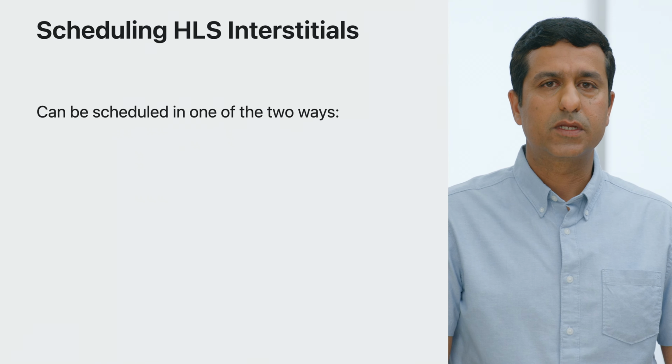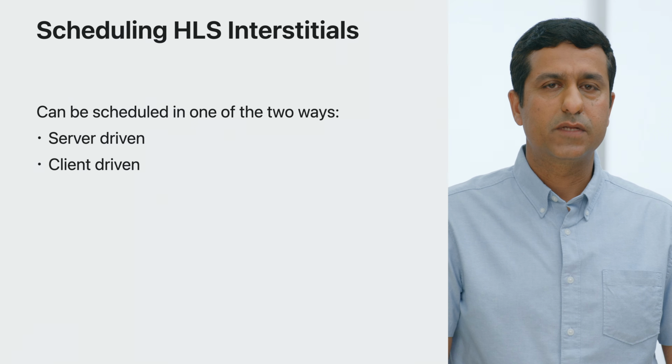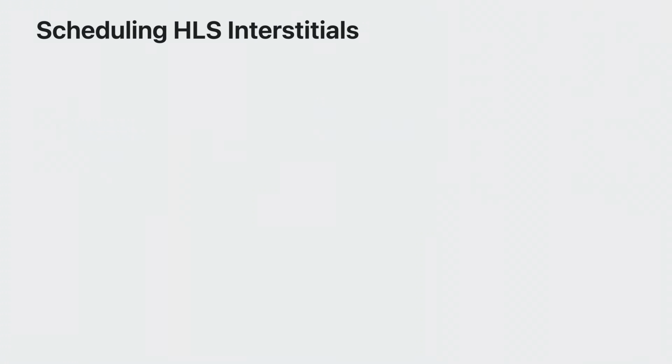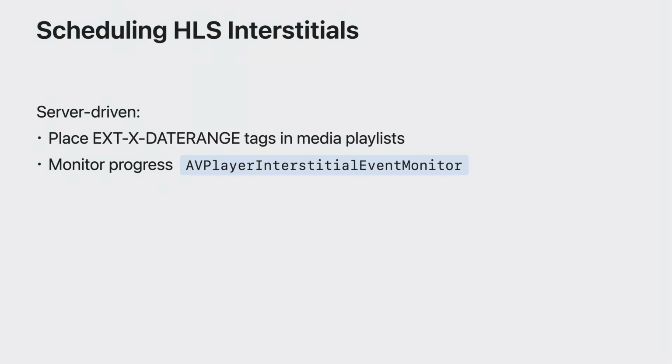HLS interstitials can be scheduled in one of two ways, server-driven or client-driven. Both methods have similarity in terms of setting properties for scheduling and controlling the presentation of interstitials. Servers can schedule interstitials by placing EXT-X-DATERANGE tags into the media playlist of the primary asset. Application code can use the AVPlayerInterstitialEventMonitor object to monitor the scheduling and the progress of interstitials. Application code can schedule interstitials programmatically by using AVFoundation APIs.